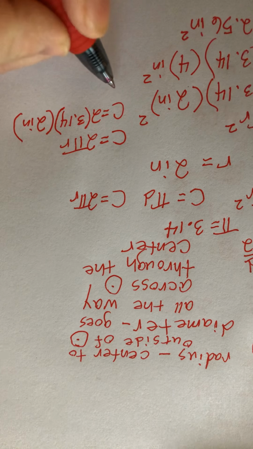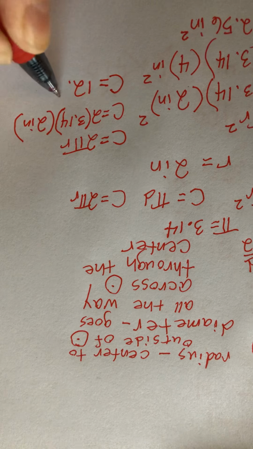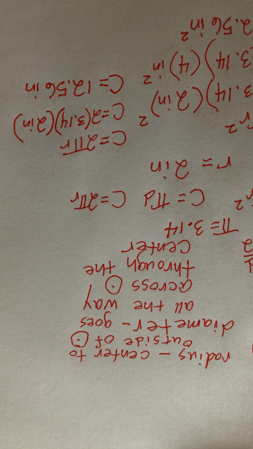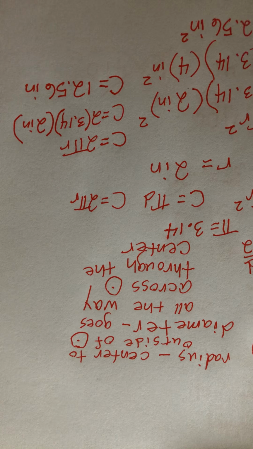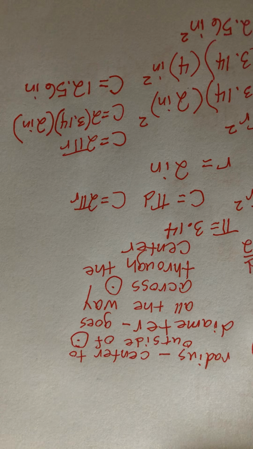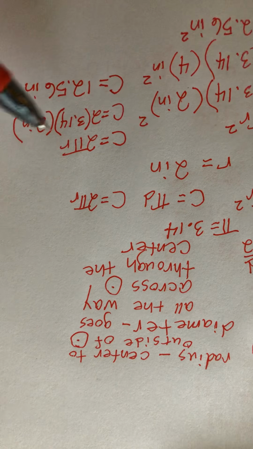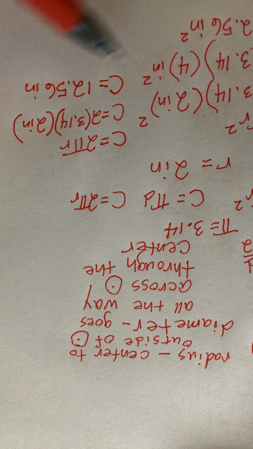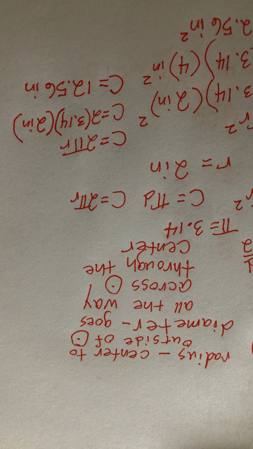Now my circumference, I actually come up with the same number, 12.56, except these are inches, not square inches. Actually, 2 is the only radius that comes out with the same answer, 12.56, for area and circumference.